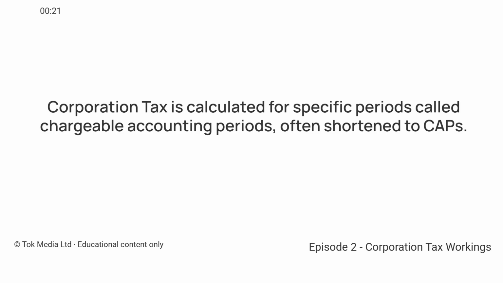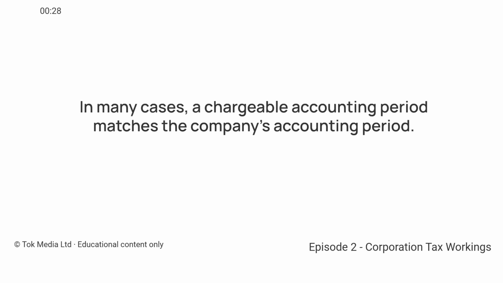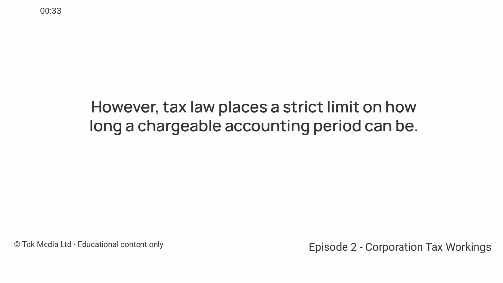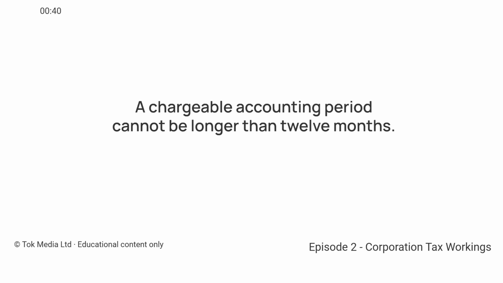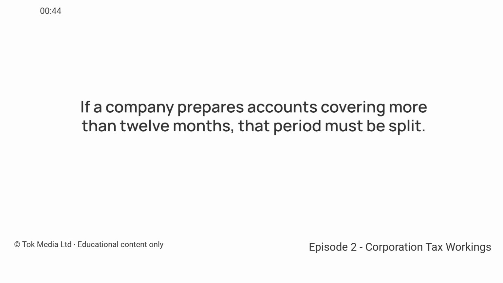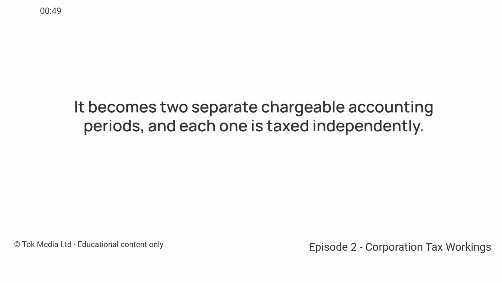Corporation tax is calculated for specific periods called chargeable accounting periods, often shortened to CAPs. In many cases, a chargeable accounting period matches the company's accounting period. However, tax law places a strict limit on how long a chargeable accounting period can be. A chargeable accounting period cannot be longer than 12 months. If a company prepares accounts covering more than 12 months, that period must be split. It becomes two separate chargeable accounting periods, and each one is taxed independently.